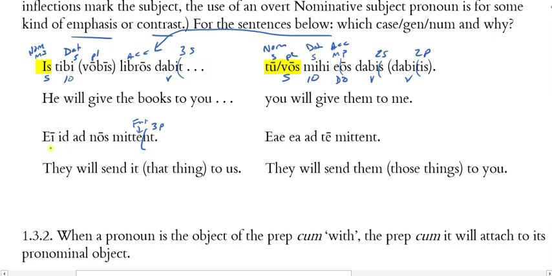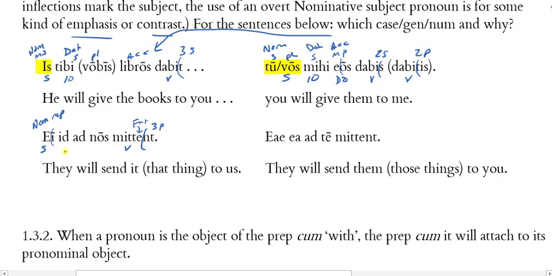Now, ei, here's my -i ending. This is nominative masculine plural. Why is it nominative masculine plural? They. It's nominative because it's the subject of the verb mittent. Okay, so that's the case determined by function. Why is it masculine plural? Well, in my mind, the they is a group of men or a mixed group, and the masculine plural can stand for both genders.